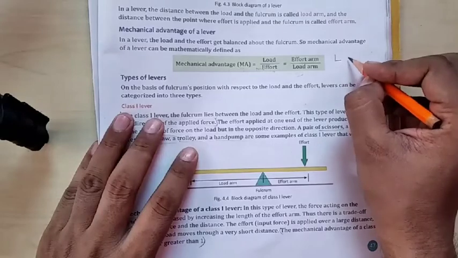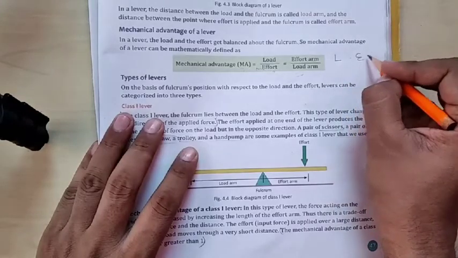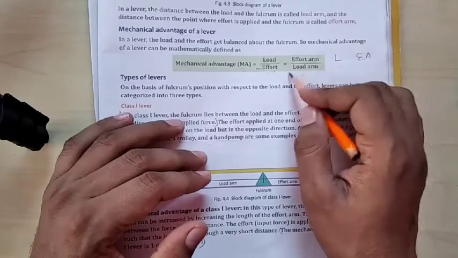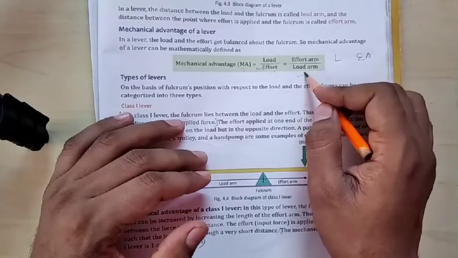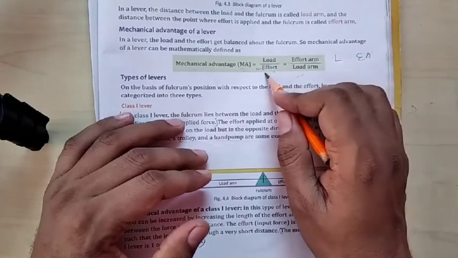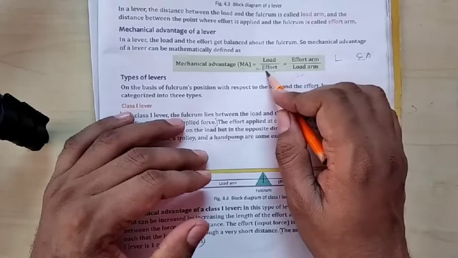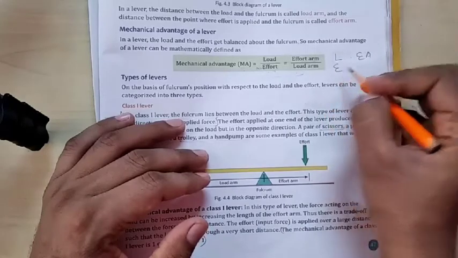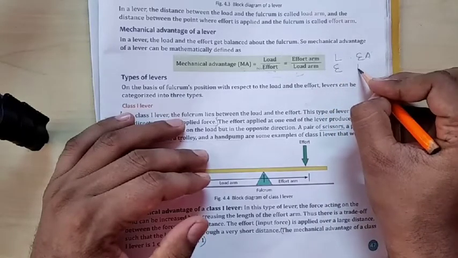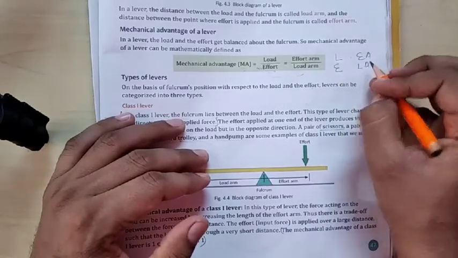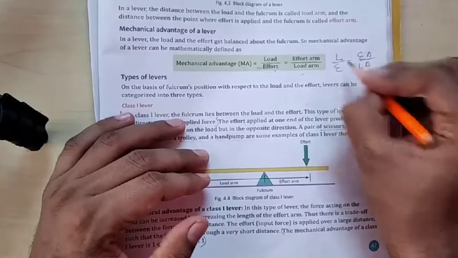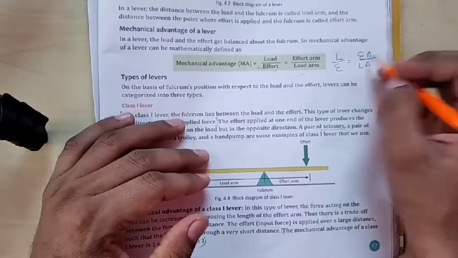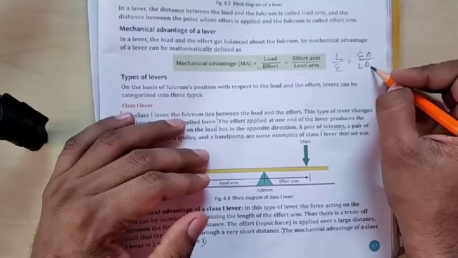Load is directly proportional to the effort arm, and as much as you increase the load arm, you need more effort to lift the load. It means effort is directly proportional to the load arm. Okay, these are equal to each other. It means the ratio of load upon effort is equal to effort arm upon load arm.